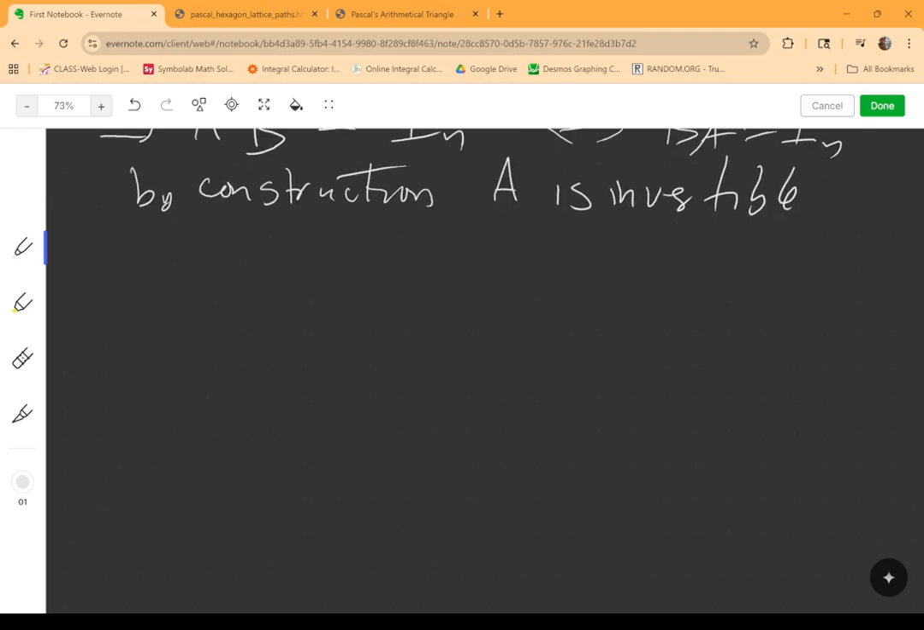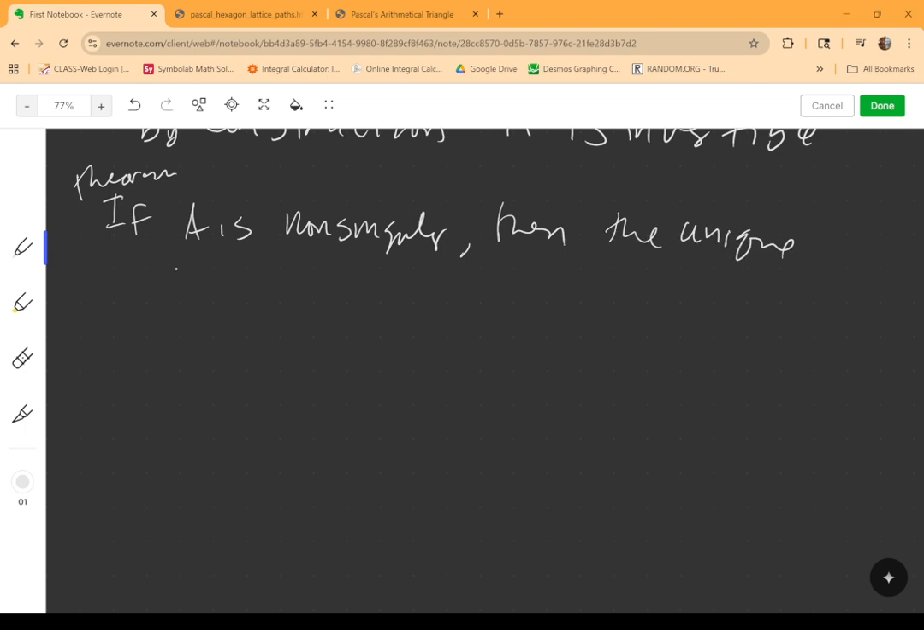if A is non-singular, then the unique solution, right? And it has to be unique, right? Because of Theorem NME3, the unique solution to the linear system with matrix A and vector b is A inverse b.